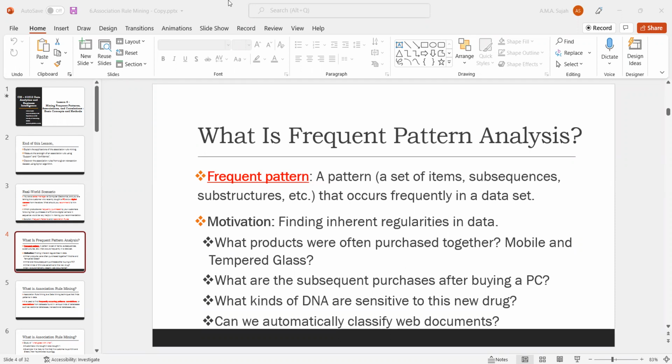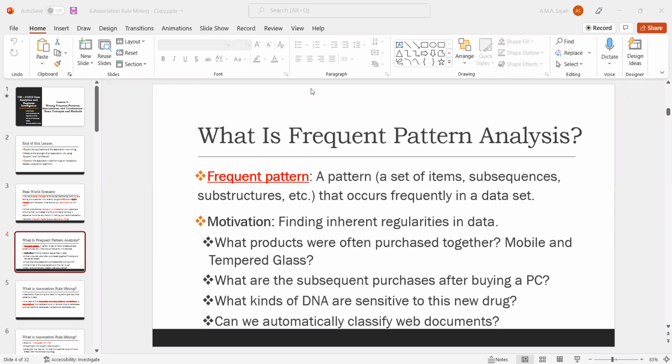Similarly, have you heard about design patterns in software engineering? Gang of Four. Design pattern means whenever you are designing software, you need to think about which pattern to use, whether it's a creational, structural or behavioral pattern. It depends on our requirements. A pattern is a sequence that happens again and again.